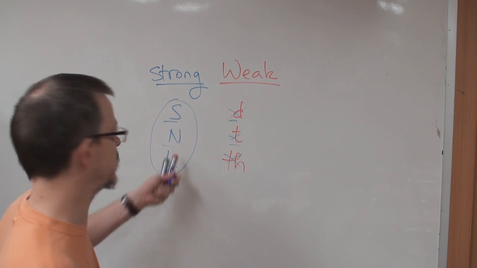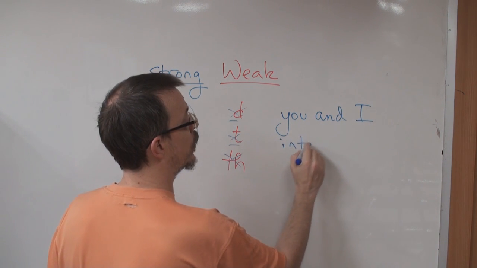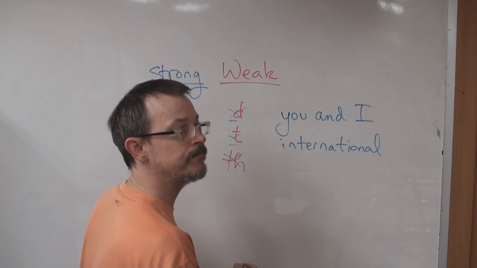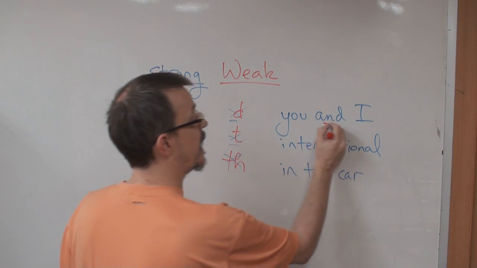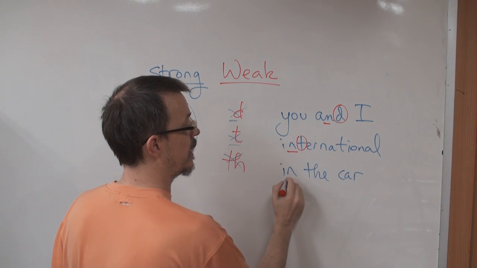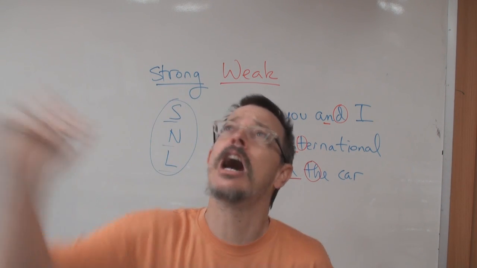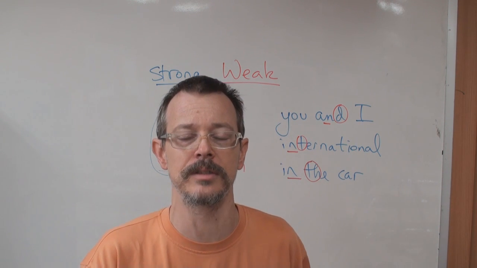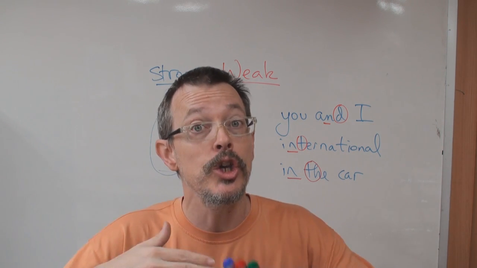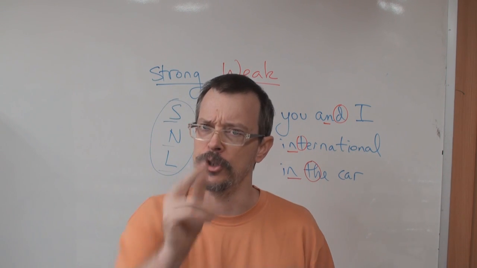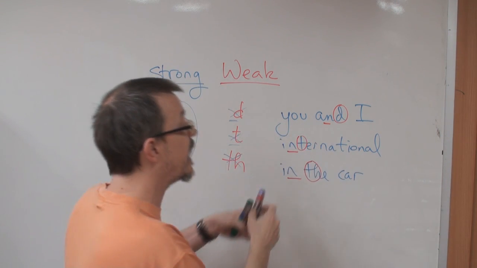And I'll give you a couple of examples. Let's use N. "You and I." "International." "In the car." Okay? So, here we have an N and a D, an N and a T, and an N and a TH. Do you know the Whitney Houston song? "And I will always love..." Sorry. "And die. And die." Nobody except Whitney Houston says "and die." Usually we say "you and I." You and I, we're best friends. You and I, we're a good team. The N cancels the D.